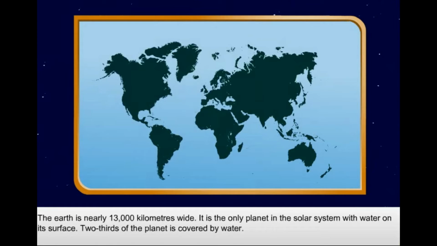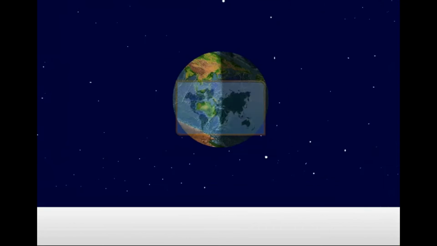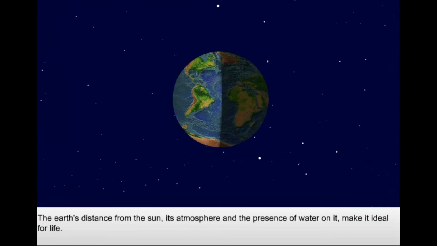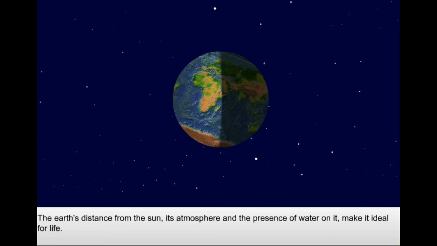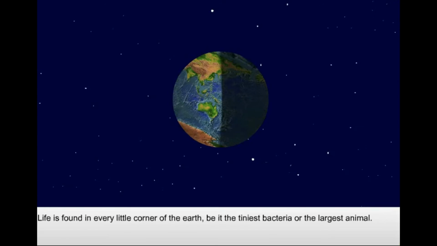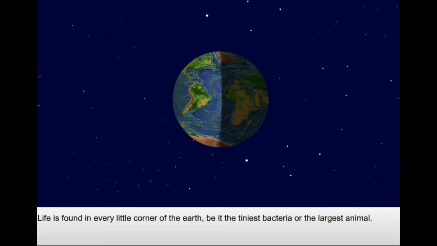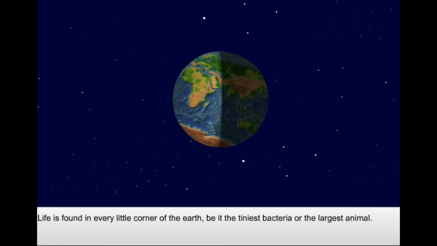2/3 of the planet is covered by water. The Earth's distance from the Sun, its atmosphere, and the presence of water on it make it ideal for life. Life is found in every little corner of the Earth, be it the tiniest bacteria or the largest animal.